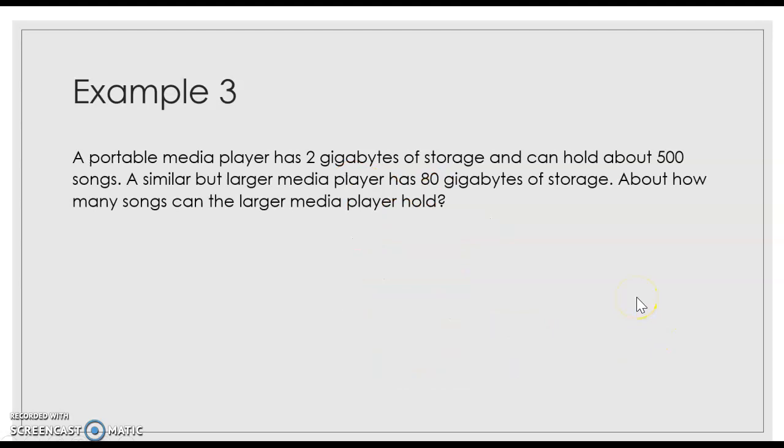All right, next one. A portable media player has 2 gigabytes of storage and can hold about 500 songs. So 500 songs per 2 gigabytes. A similar but larger media player has 80 gigabytes of storage. About how many songs can the larger media player hold? So we want to know how many songs. That's my variable, so it goes up there, because I don't know how many songs. And 80 gigabytes goes on the bottom.